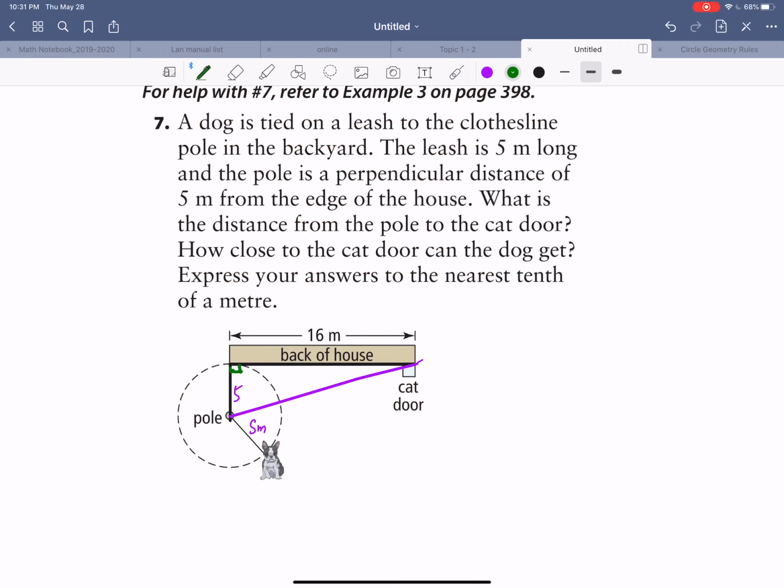So if you know that this is a right triangle, the purple part is basically 16 squared plus 5 squared equals question mark squared. Solve it, and you're done.